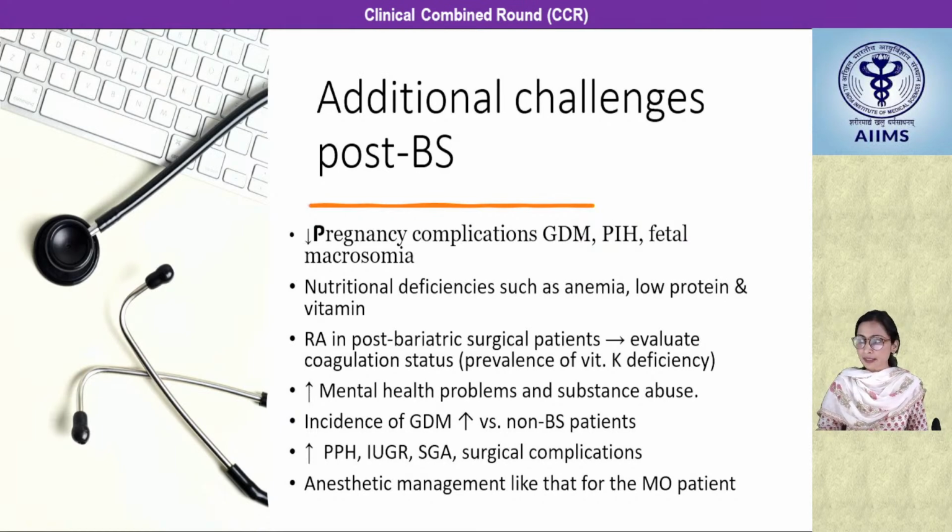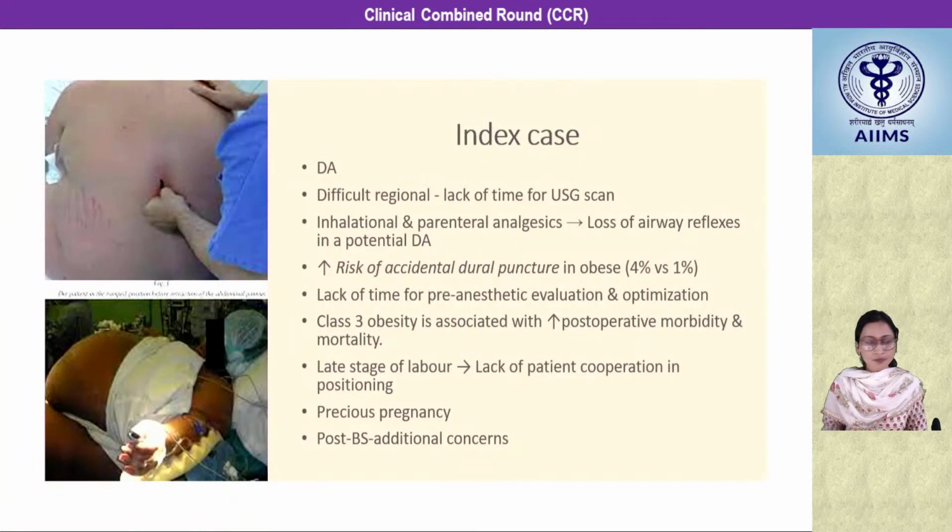However, in such a patient, the anesthetic management will more or less stay similar to that for a morbidly obese patient. In this index case, we were facing a patient who had a difficult airway based on our pre-operative assessment. There was also a difficult regional: we could not palpate the spine at all. And there was a lack of time, because she presented in advanced first stage, to prepare for an ultrasound scan of the spine.